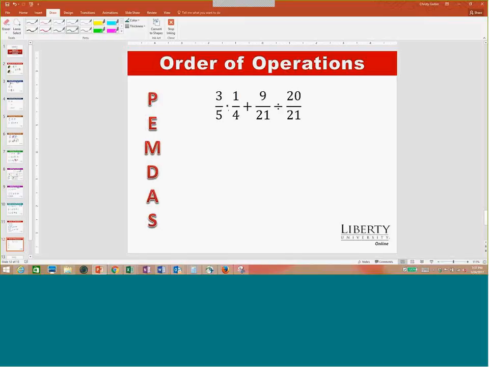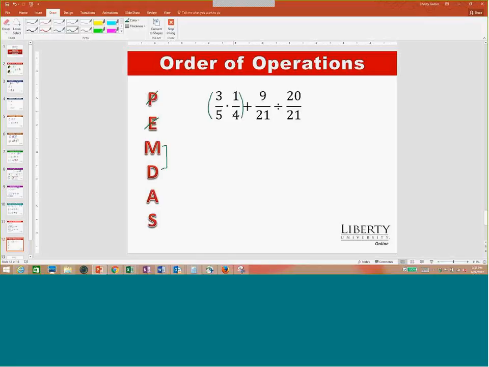Here we have 3/5 times 1/4 plus 9/21 divided by 20 over 21. So what do we do first? Well, we don't have any parentheses, so we can mark that off. We don't have any exponents to evaluate. We can mark that off. So we need to look for multiplication and division, whichever comes first, as we're reading this expression from left to right. As we're reading this, I see I get to multiplying first, multiplying these first two fractions.